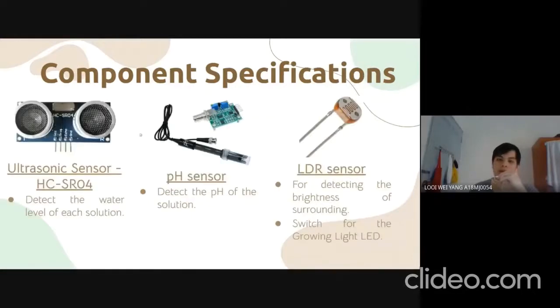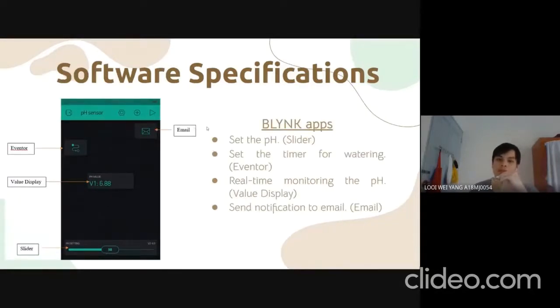These 3 parts are the sensor part. First one is the ultrasonic sensor, which will detect the water level. Second is the pH sensor, which will detect the pH, and the LDR sensor will detect the brightness of the surrounding. For the software specification, the Blynk app is used in this project.